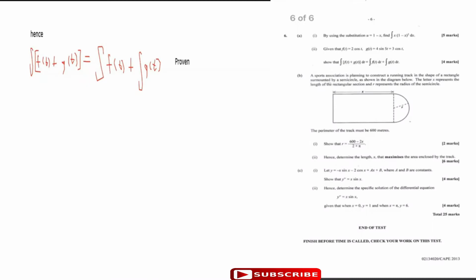A sports association is planning to construct a running track in the shape of a rectangle surmounted by a semicircle, as shown in the diagram below. The letter x represents the length of the rectangle and r represents the radius of the semicircle. The perimeter of the track is 600. Show that r is (600 minus 2x) over (2 plus pi). So let's do this question now.